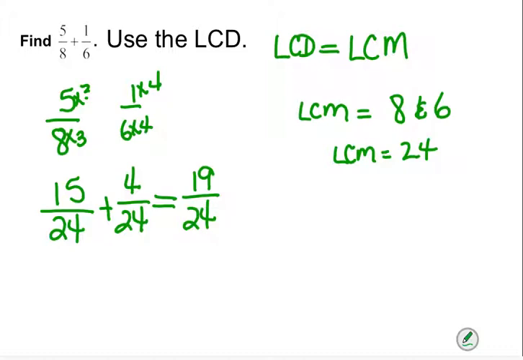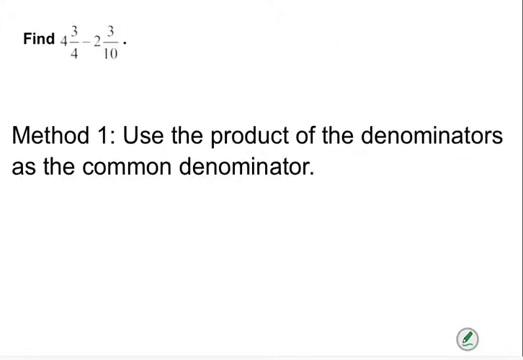Kaylee? Can you do what we were working on the other day, like the cross simplifying? Well, we're not to that point yet with this. Cross simplifying works with multiplication, not so much with addition. Use the product of the denominators as a common denominator. That's what we could do here.